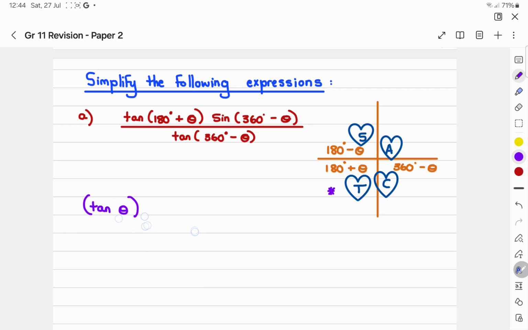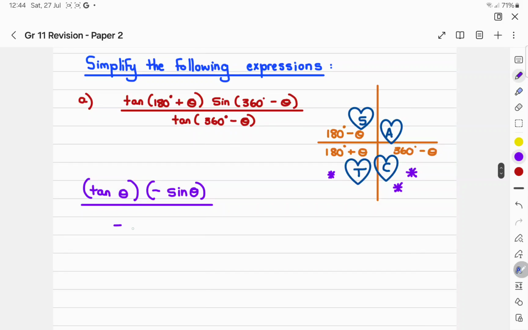So tan 180 plus theta will become tan theta. That gets multiplied with sine 360 minus theta, which sits over here. And we can see that sine is obviously a negative over there, so it will become a negative sine theta. So what I suggest is always just put your answers in brackets, because it's all multiplying. You don't want to start now doing a plus and minus sum where it's all just multiplication. Then tan 360 minus, also over here, and you can see cos is the only one that's positive there, so it will be a negative tan theta.